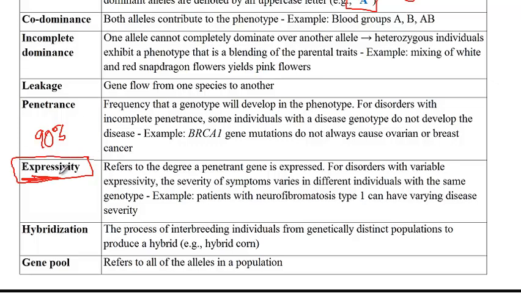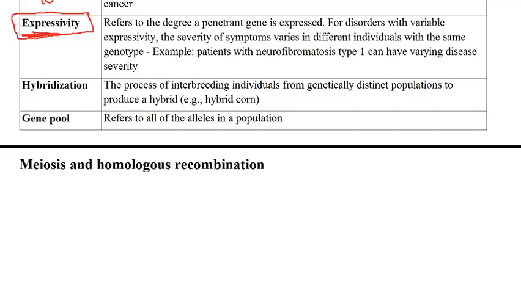Now, I would like to stress that with variable expressivity, these patients still will show some phenotype, even if it's mild. Versus penetrance, it's possible that the individual may not show the phenotype at all because there is incomplete penetrance. Some of them will not show the phenotype. The next terminology is hybridization, which we've already discussed. Basically, that's the process of interbreeding individuals with a purebred genotype, and that would yield a hybrid population. And then finally, gene pool refers to all the alleles that are present in a population. That is referred to as our gene pool.